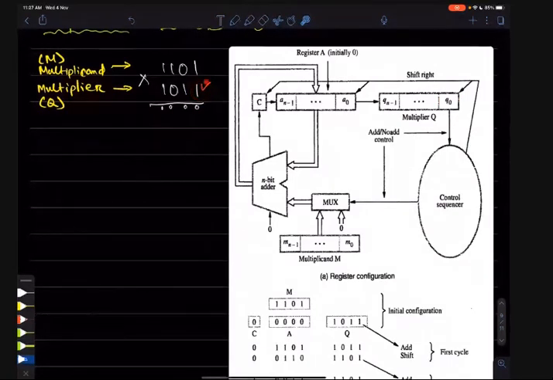Okay, so whenever you are not able to understand, tell me to go back and explain again. This is very important, this is coming in the exam as a long question. So this is the first bit, this is the Q register. Go to the Q register and get the first LSB bit. This is 1, we are starting the multiplication.